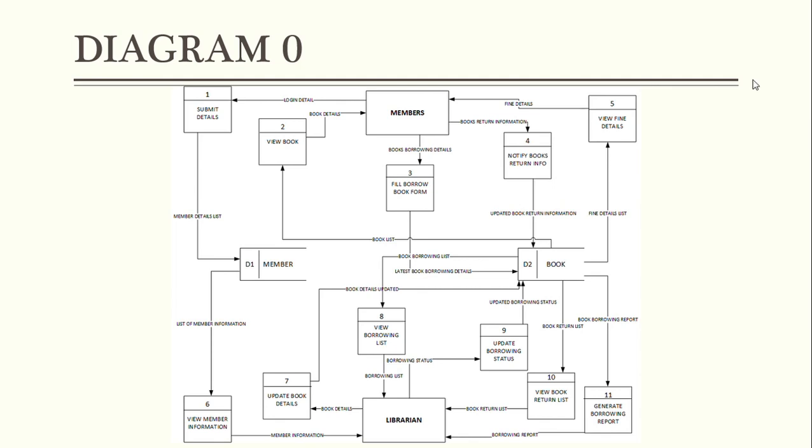And last but not least, the librarian will need to generate the borrowing report. So the D2, which is the book data store, will send the book borrowing reports, and the process is called generate borrowing reports, and the borrowing report will be sent to the librarian. Okay, that's all for the diagram 0.